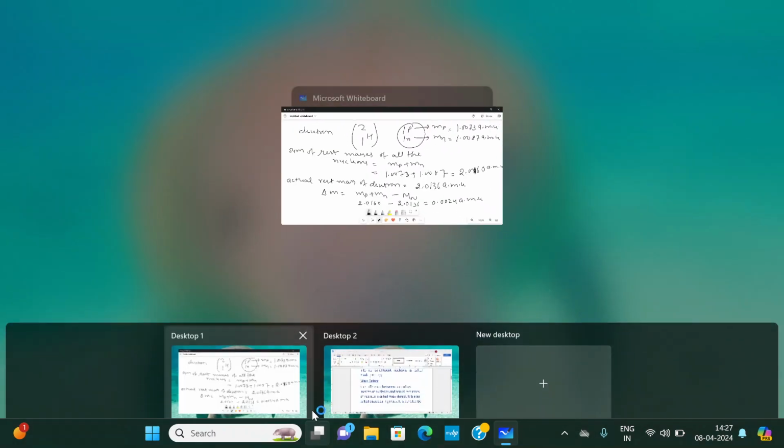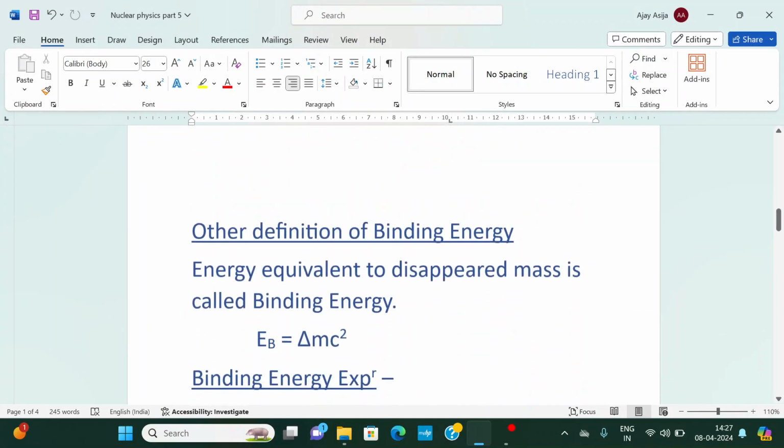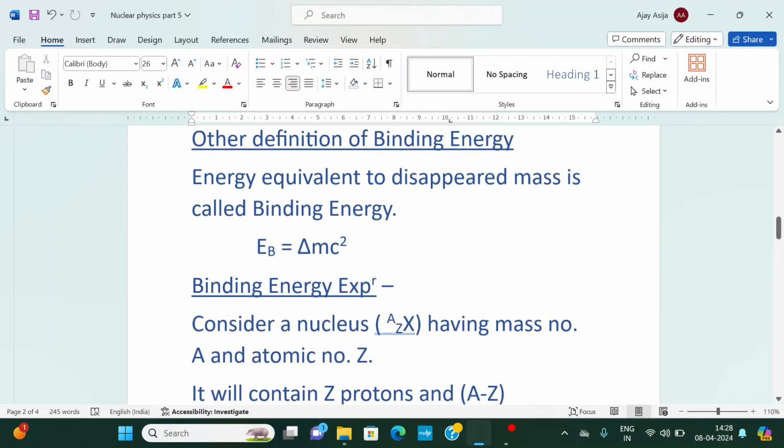Let us move to our third topic, that is the definition of binding energy in terms of mass defect. As I have already told, some mass disappears when nucleons are brought together to form a nucleus. Where does this disappeared mass go? This disappeared mass gets converted into binding energy. So energy equivalent to disappeared mass is called binding energy. And by using Einstein formula, we can get the binding energy if we are given the mass defect. So we multiply c square with mass defect to get binding energy. This is the relationship between binding energy and mass defect.